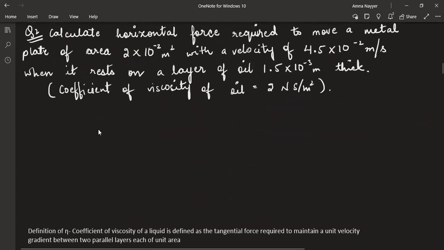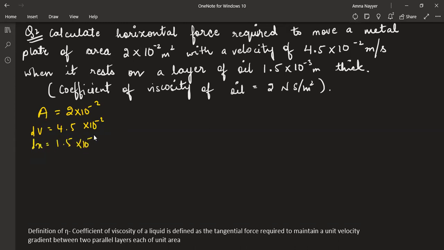See, this question says: calculate the horizontal force required to move a metal plate of area 2 into 10 to the power minus 2 with a velocity of 4.5 into 10 to the power minus 2. Look here, area is given as 2 into 10 to the power minus 2 meter square. Velocity is given as 4.5 into 10 to the power minus 2 meter per second. This is dv. Dx is 1.5 into 10 to the power minus 3. Why? Because this much thick.